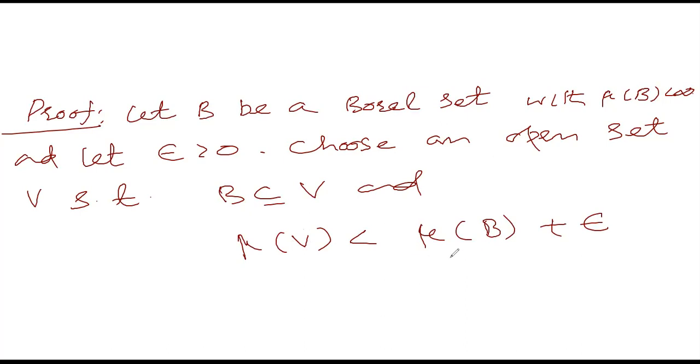So mu of B is actually the infimum over the open sets. If I add epsilon to this infimum, then we can find an open set V in that set such that B is a subset of V, and mu of V will be less than mu of B plus epsilon. That's a property of the infimum.